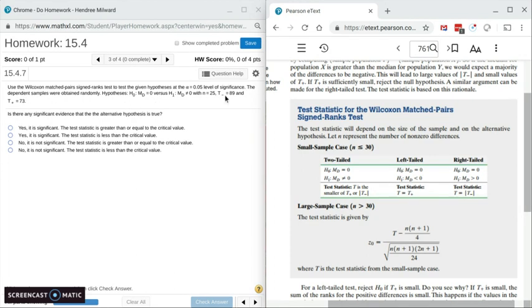So we are going to choose 73, because 73 is smaller than 89. So our test statistic is 73.